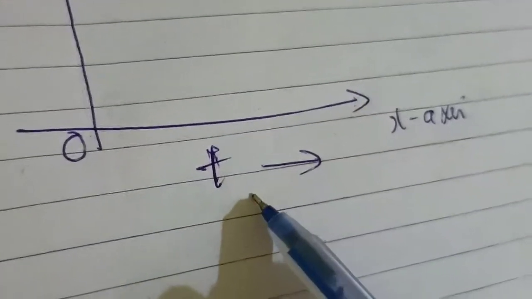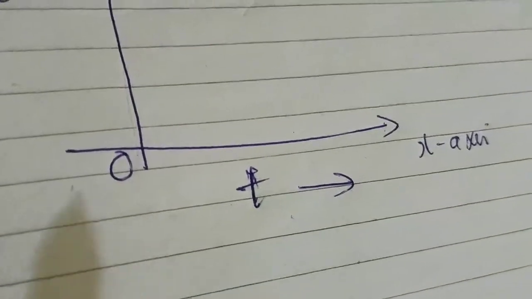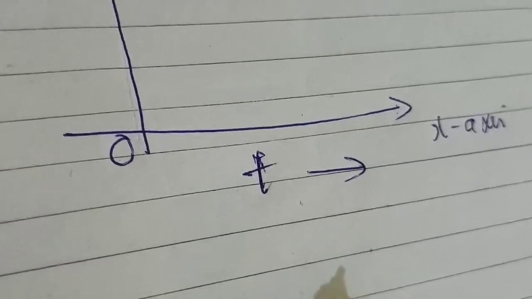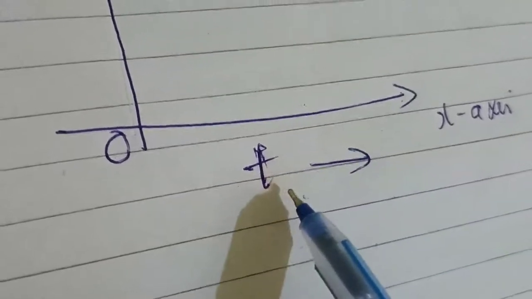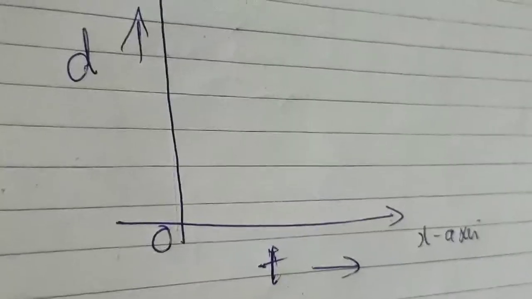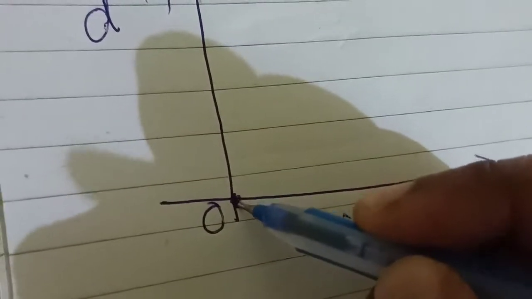Time always moves continually, isn't it? So we take time as the independent variable. Remember, time we consider as the independent variable, whereas distance is the dependent variable. Distance always depends upon time. Therefore we consider distance on the y-axis and time on the x-axis. Now you can see a 0, isn't it? This is considered as the origin.